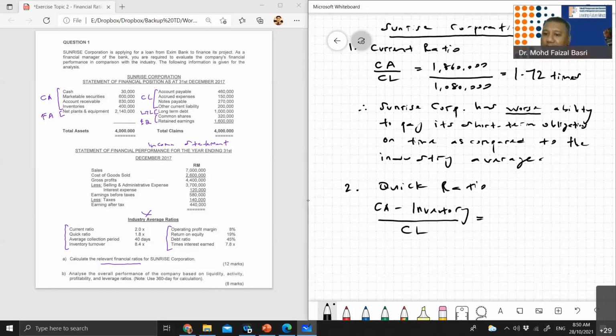For current assets, it is 1.86 million, as before. But we need to deduct the inventory. So our inventory is 400,000. So we have to minus inventory, and our current liabilities are the same, 1.08 million. Same rule, same technique. So our ratio is 1.35 times.